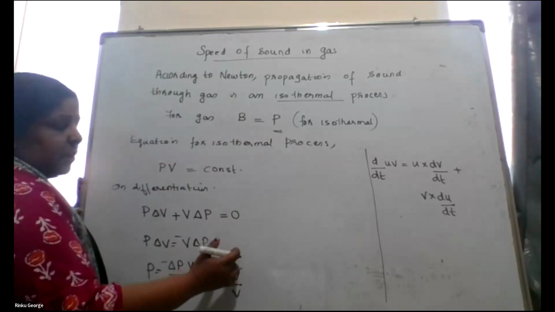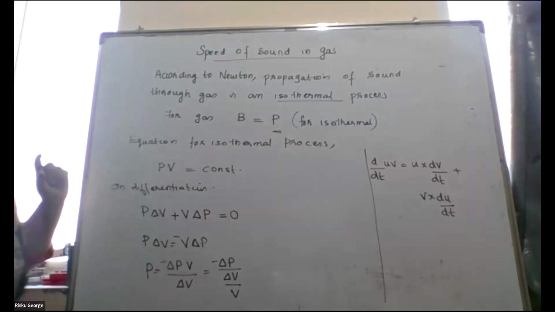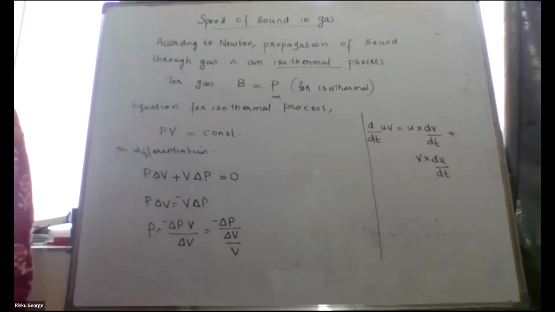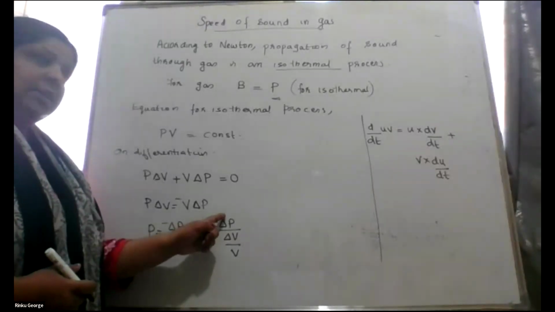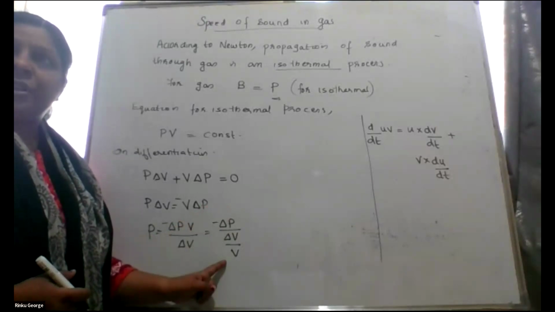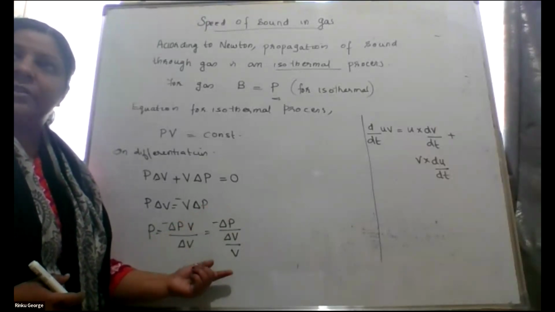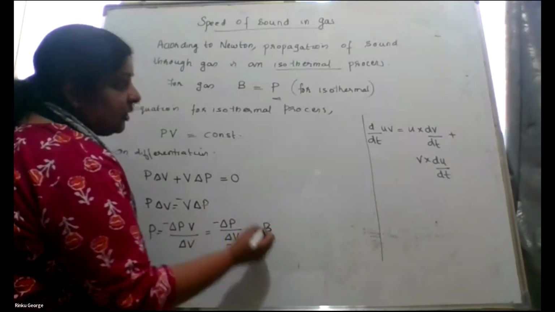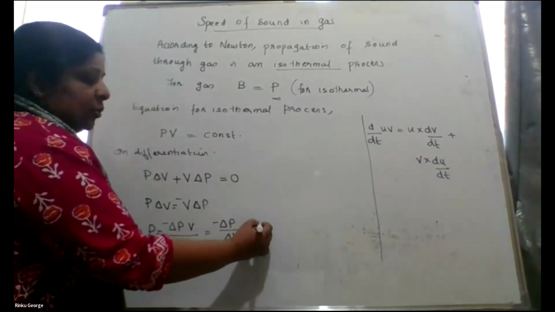What is this? Pressure by volume strain. What is pressure by volume strain? Bulk modulus, stress by strain. Which modulus is it? Bulk modulus, right? So this is bulk modulus. So you will get P is equal to B. That is the proof for this. Okay, now, P is equal to B.